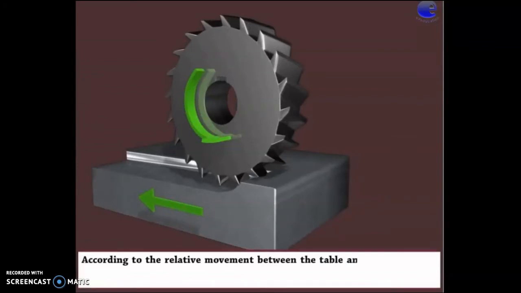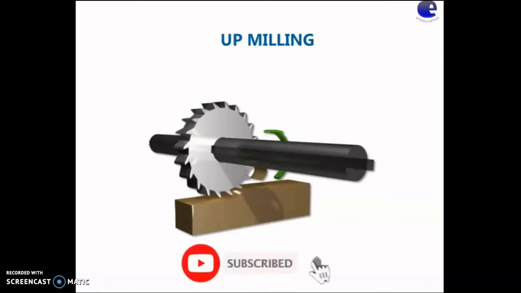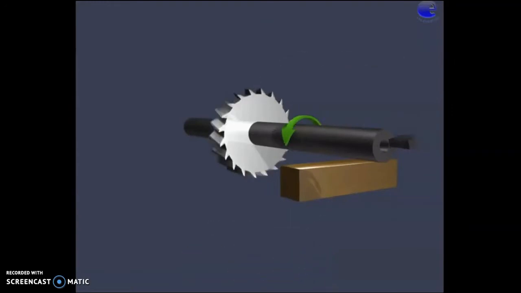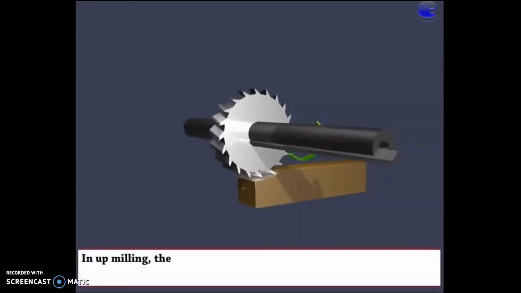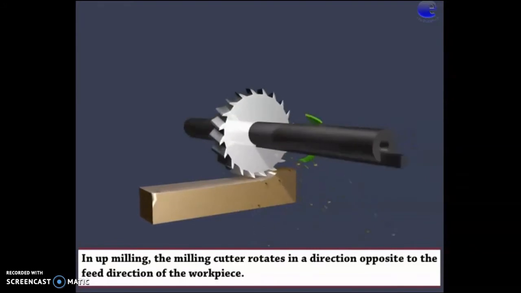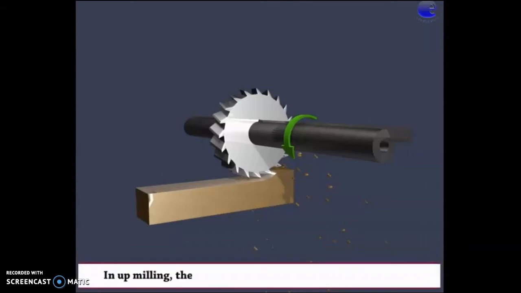According to the relative movement between the table and workpiece, plain milling can be classified as up milling and down milling. Up milling. Here is a plain milling cutter, the workpiece. In up milling, the milling cutter rotates in a direction opposite to the feed direction of the workpiece, as you can see in the video. In up milling, the material is removed by the resultant force.